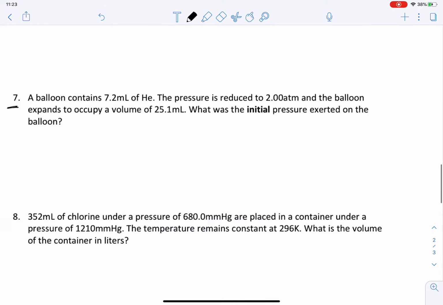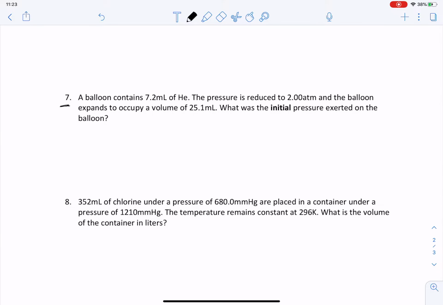Moving on to our final example for this video. A balloon contains 7.2 milliliters of helium. So that's going to be our V1. Hopefully the more you do this, the quicker you can get at it. Pressure is reduced to 2.0. Now this is tricky, I'm just going to put P here at first. 2.0 atm. And the balloon expands to occupy a volume, so that's our new volume, of 25.1 milliliters.